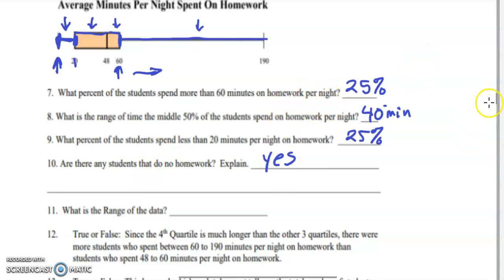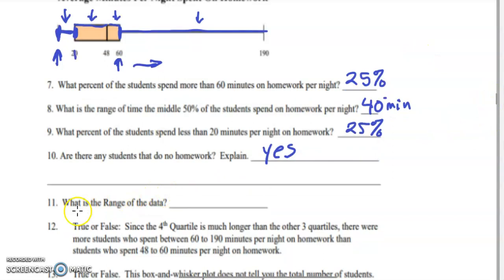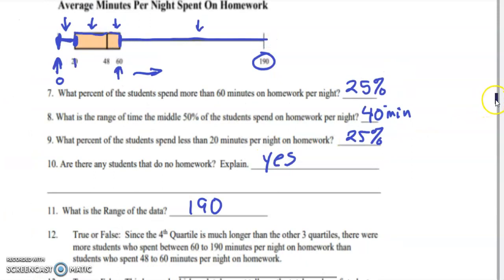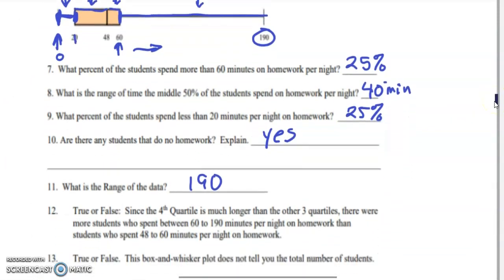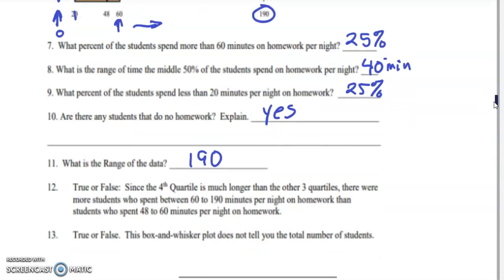But, all right. So what is the range of the data? Well, our maximum is 190. And as we said, someone down here does 0 homework. So our biggest value minus our smallest value is 190. So we've got a range of things. Some people are doing over 2.5 hours, over 3 hours of homework a night. Someone out there, and then someone's doing nothing.